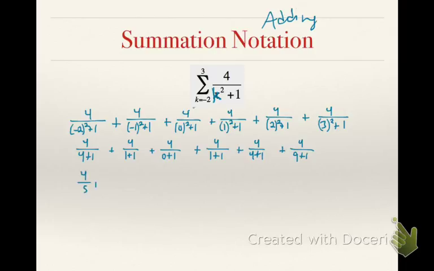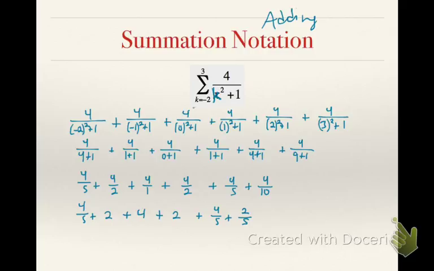I get 4 over 5 plus 4 over 2 plus 4 over 1 plus 4 over 2 plus 4 over 5 plus 4 over 10. Now, notice some of these we can simplify nicely. We can simplify the 4 over 2 to become a 2, the 4 over 1 to become a 4, and then this becomes a 2. 4/5 stays 4/5, and the 4/10 actually simplifies nicely to 2/5.